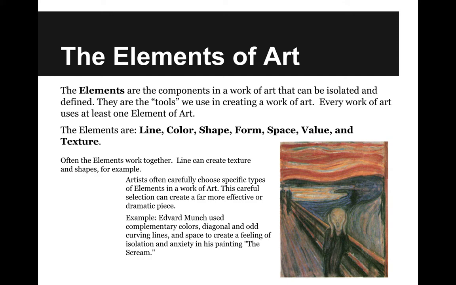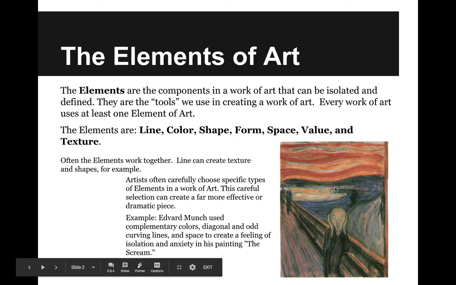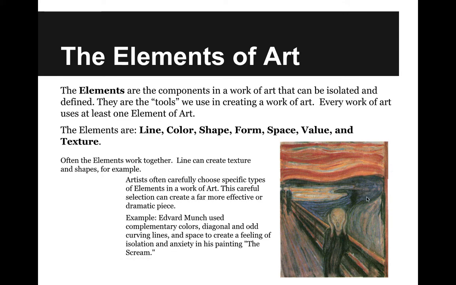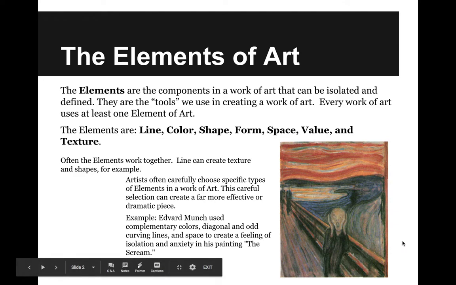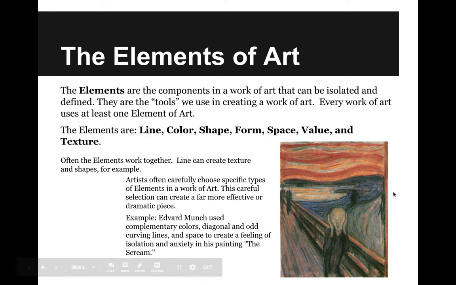So, elements of art, they are components that can be isolated and defined. That simply means that, like in this painting here by Edward Munch, we can isolate. We can say, hey, I see the color orange, I see the color blue, or I see a diagonal line. So I can point them out, and I can define those things. I can define what a diagonal line is. I can define what a curvy line is. I can define what the color orange is. So they're literally things I can point out and give a definition to.